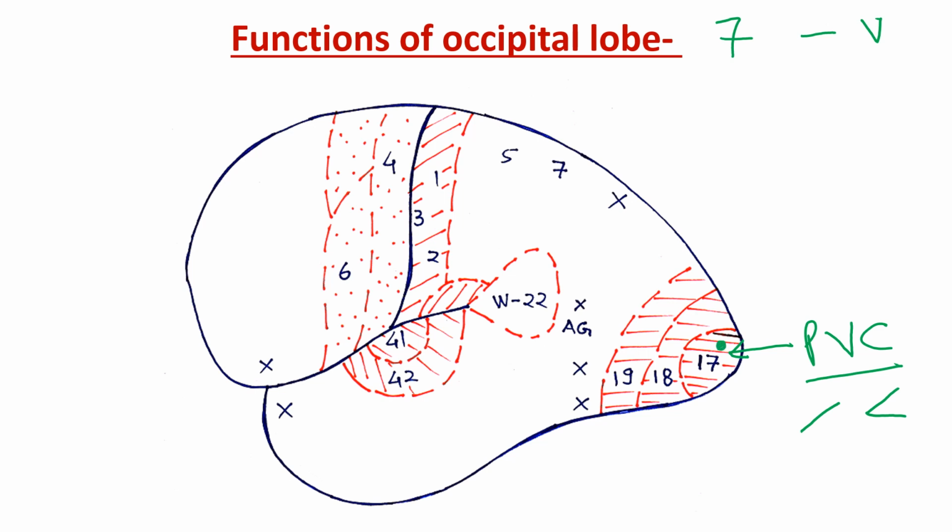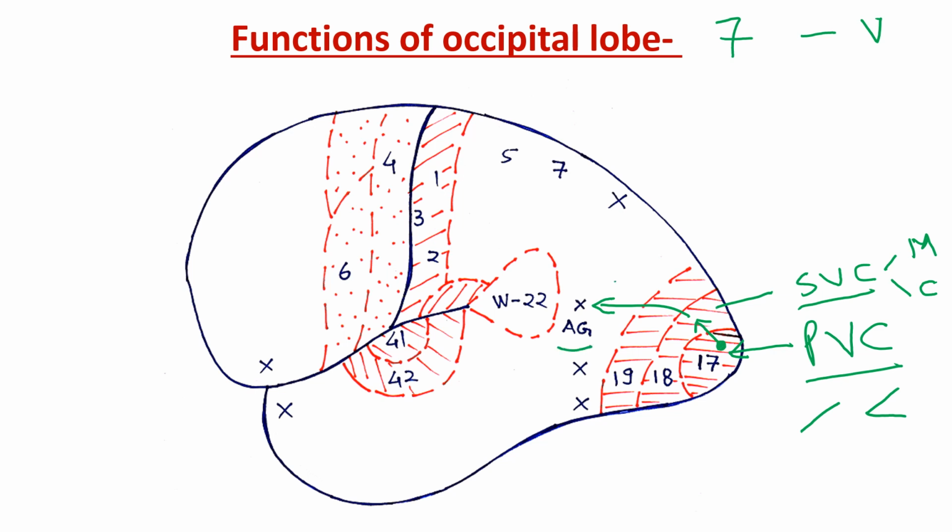From here information goes to area number 18, that is secondary visual cortex or visual association area. This is for further level of understanding or further level of comprehension. For example, movement details. For example, color details of that information. From area number 18, now information goes to angular gyrus.